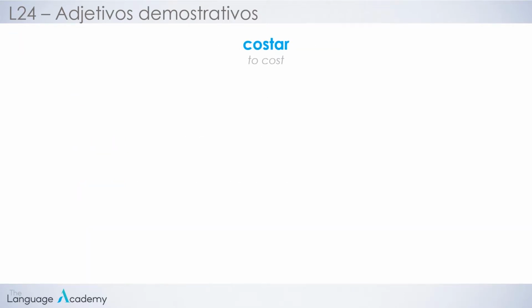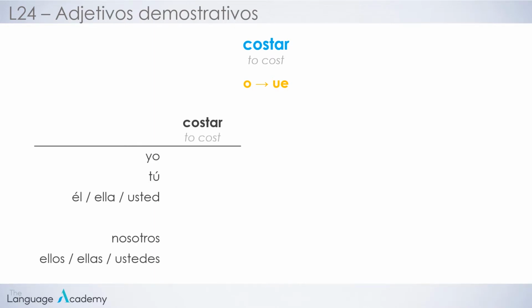Let's try a practical situation with the verb costar. But first, it's important to note that this is a stem-changing verb. The o becomes ue. So if we want to conjugate this, we have yo cuesto, tú cuestas, él, ella, usted cuesta, nosotros costamos, ellos, ellas, ustedes cuestan. We will mainly use the third case, él, ella, cuesta, when asking the price of singular objects. And we will use cuestan when asking the price of various objects.